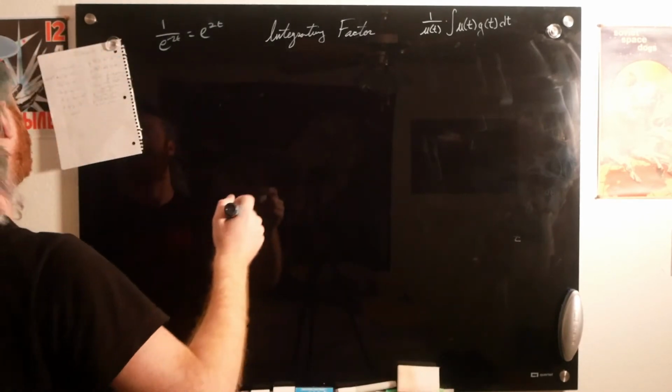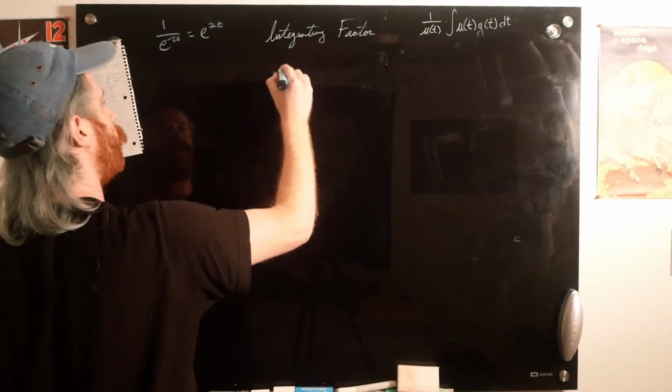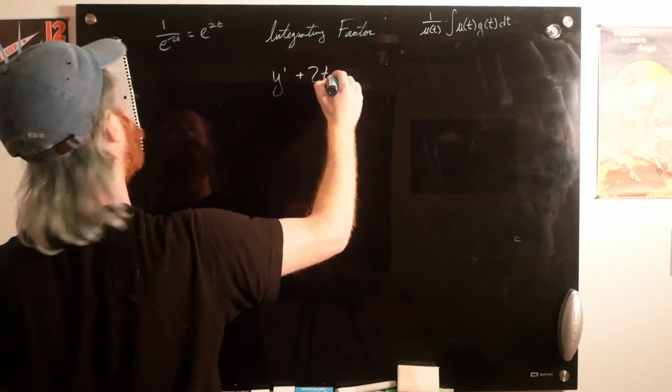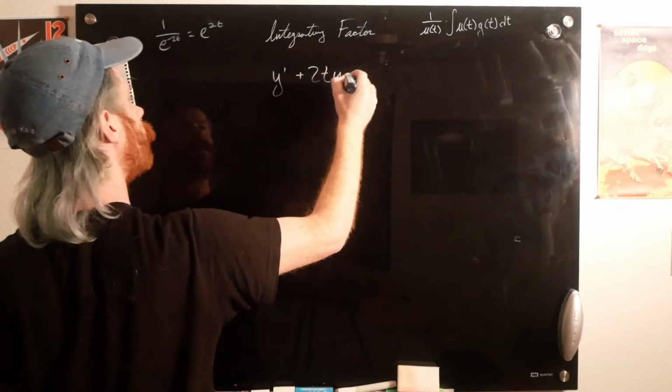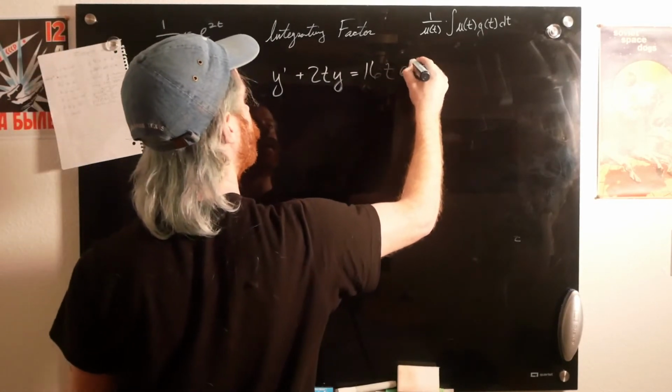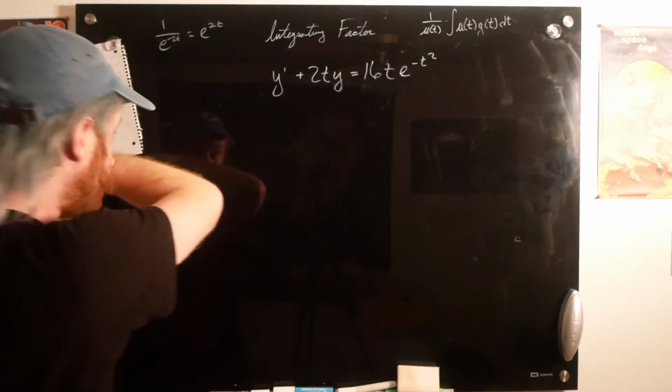So now we have y prime plus 2t y equals 16t e to the negative t squared.